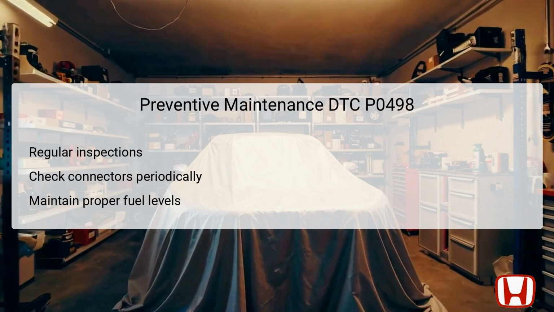Preventive maintenance plays a vital role in ensuring the longevity and efficiency of the EVAP system, helping to avoid issues like DTC P0498. Regular inspections of the EVAP canister vent shut valve and its associated wiring should be part of routine vehicle maintenance. Special attention should be paid to the connectors and terminal points, checking for corrosion, sweat, or damage that can lead to functionality issues. Additionally, it is essential for drivers to maintain proper fuel levels, avoiding overfilling or allowing the tank to run near empty, as this can affect how the EVAP system operates.